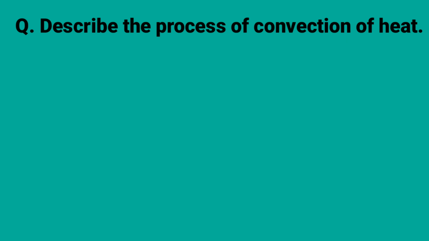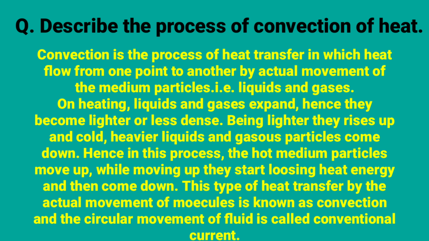Come to next question. Describe the process of convection of heat. Convection is the process of heat transfer in which heat flows from one point to another by actual movement of the medium particles. Medium particles may be liquid and gas. On heating, liquid or gas expands, hence they become lighter, or you can say less dense. Being lighter, they rise up, and cold, heavier liquid and gaseous particles come down.